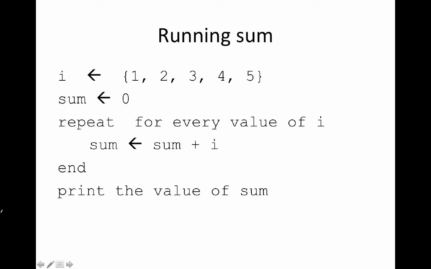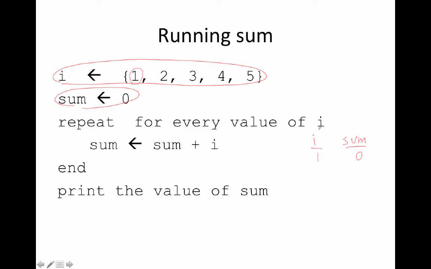Now, one application of a counted loop is to calculate what's called a running sum. So in this case, we say that our loop or iterator variable I is going to go through all of the values from 1 to 5. So let's actually keep track of the values of I. And we're also going to have a variable sum, and I'm going to start that by initializing sum to have the value 0. All right, so I gets its first value 1.